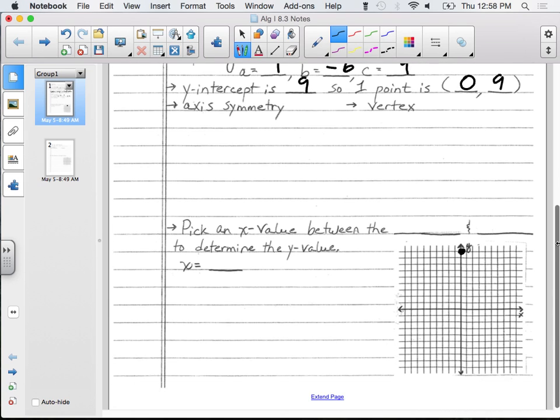All right. Would that be the maximum? Nope. That was just the y-intercept. Sometimes it might be the minimum, sometimes it might be the maximum, but we don't know that yet. So we have to keep finding points in order to do that.